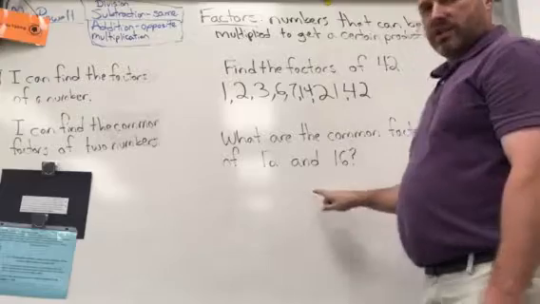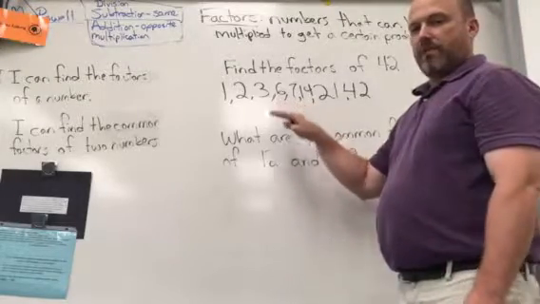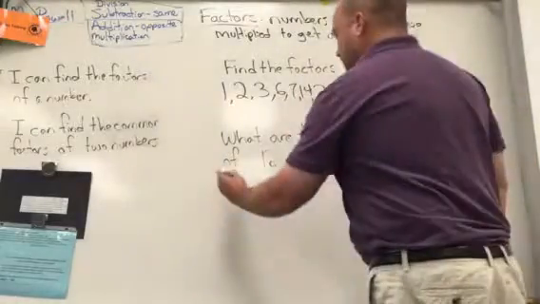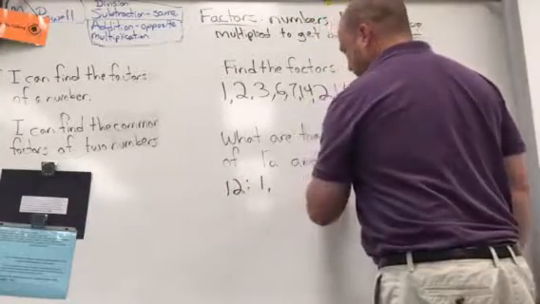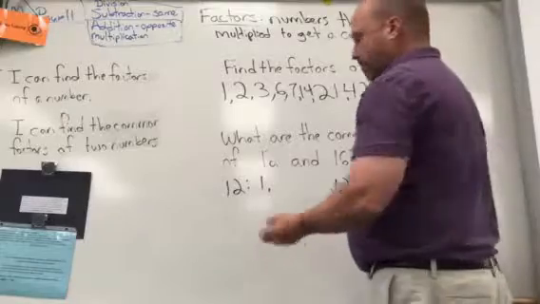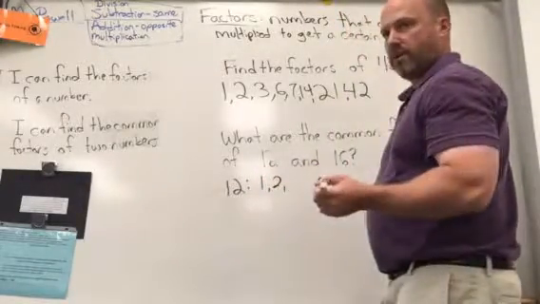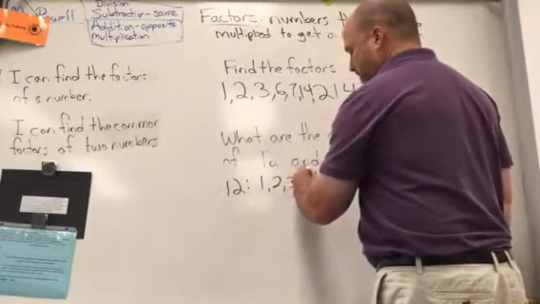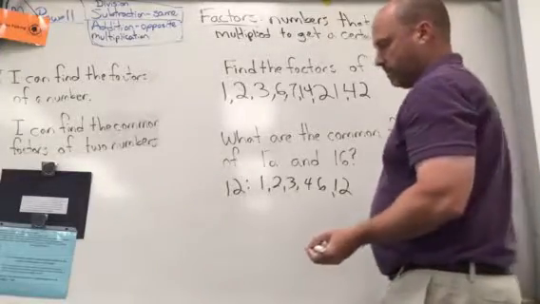Now the second question is about common factors. So I'm going to factor each one of these numbers, but then I'm going to find which ones are common, which ones are in both lists. So first I'm going to do 12. I know 1 and 12 are factors. Then I go to the number 2. Is 2 times anything 12? Yes, 2 and 6. Then I go to 3. Is anything times 3 12? 3 times 4, so 3 and 4. The next number would be 4, and I already have that one, so I'm done with the number 12.